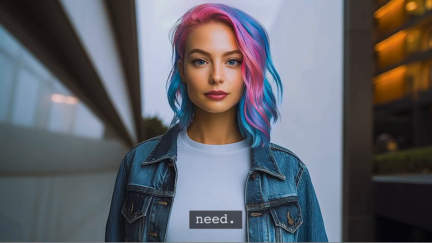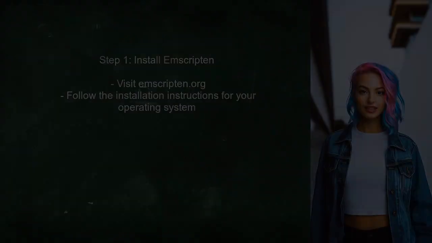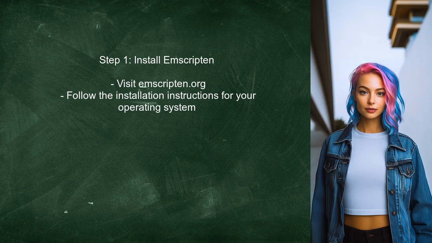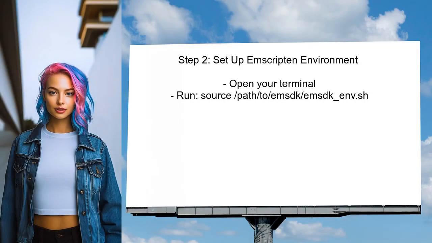To begin compiling C++ to JavaScript in a browser, the user should first install Emscripten. This tool is essential for converting C and C++ code into JavaScript. Once Emscripten is installed, the user needs to set up the environment. This involves running a command to activate the Emscripten environment in the terminal.